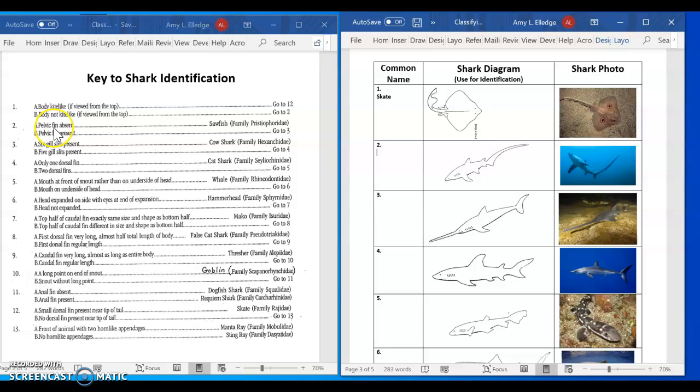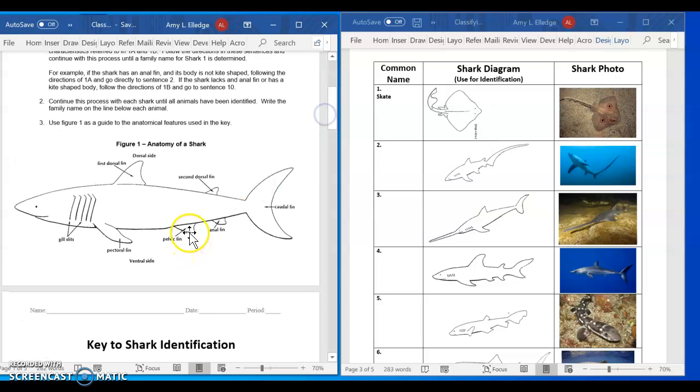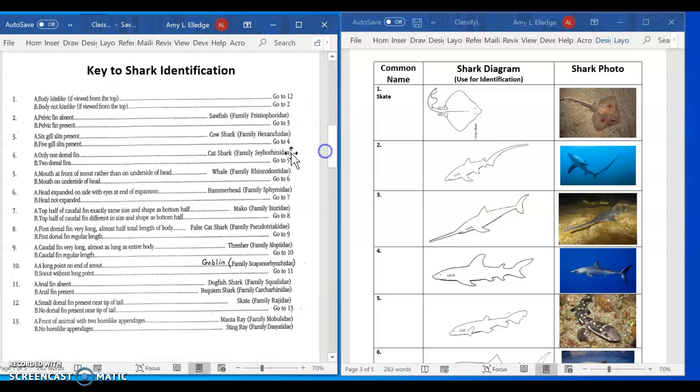Number two says pelvic fin absent or present. Well, we need to know what a pelvic fin is. So if you go up here, here's the pelvic fin. There's an anal fin where his anus would be, where he poops out of. Pectoral fins where your pecs would be. And then he's got a pelvic fin where his pelvis would be. So looking at this guy, does he have a pelvic fin? Yeah, he sure does, right? So we're going to go back to where we were. Pelvic fin is present. Now it's telling me to go to 3.